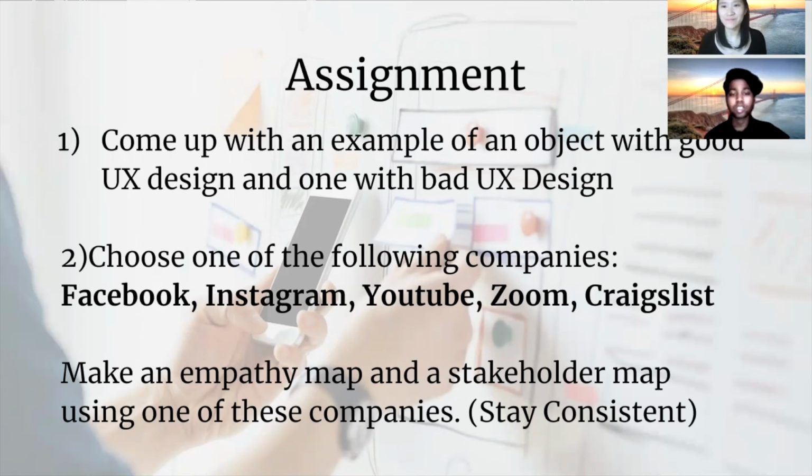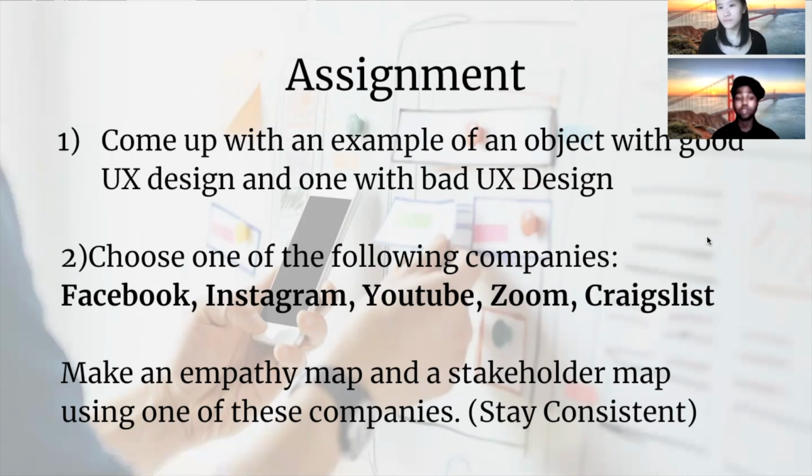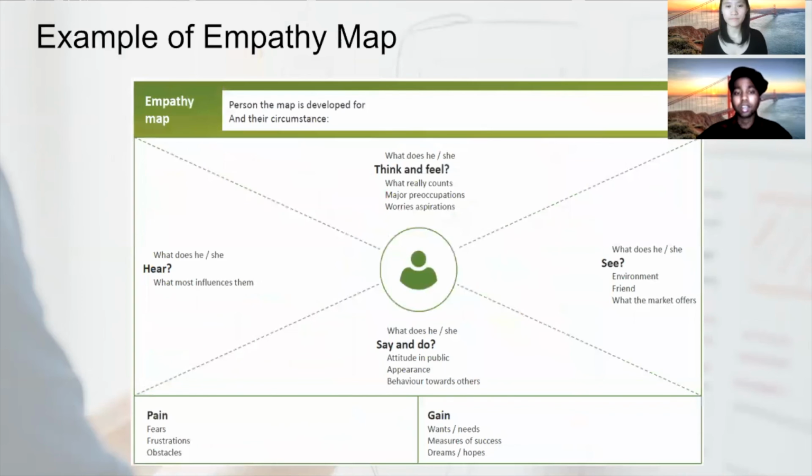Yes. So for the second one, you are going to choose one of the following companies. It could be Facebook, Instagram, YouTube, Zoom, Craigslist, whichever you prefer or whichever you're most comfortable with. Then you're going to create an empathy map and stakeholders map using one of these companies. But make sure you stay consistent. For example, if you decide to do Facebook for the empathy map, do the same thing with the stakeholders map. Don't switch.